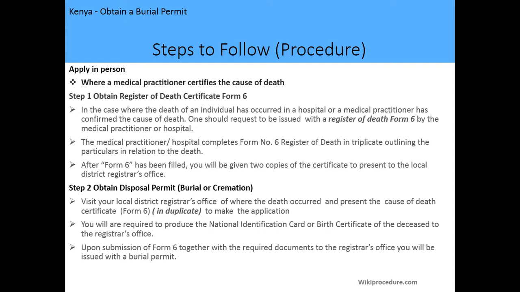After you make the request, the medical practitioner or hospital will complete the form, which is form number 6, in triplicate outlining the particulars in relation to the death. After the form number 6 has been filled, you'll be given 2 copies of the certificate to present to the local district registrar's office, and the medical practitioner or hospital is going to retain 1 copy of the form number 6. So you are armed with these 2 copies.